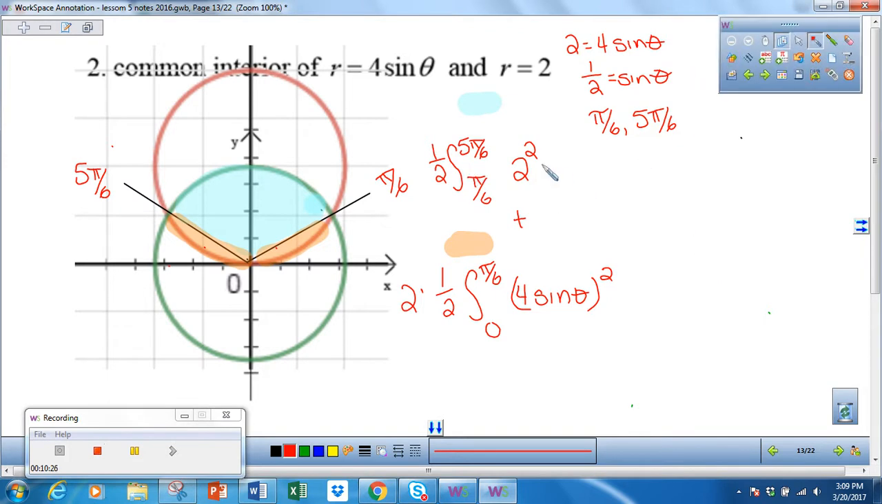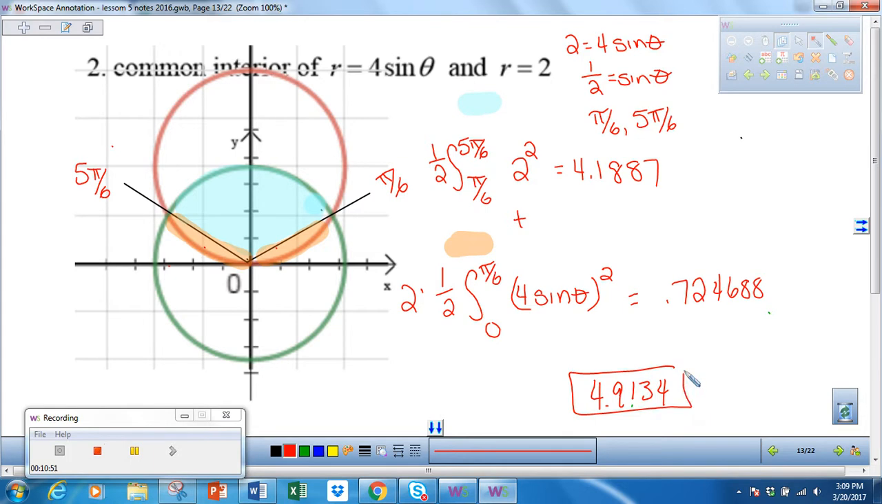So what I get is this is 4.1887, and this one is 0.72. We would expect that to be much smaller than the other one. And these together give me a total area of 4.9134. And that's my final answer.